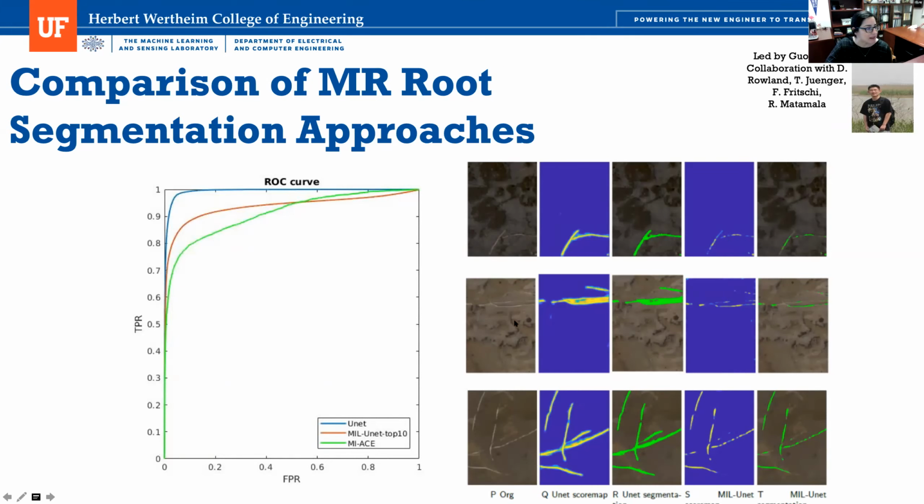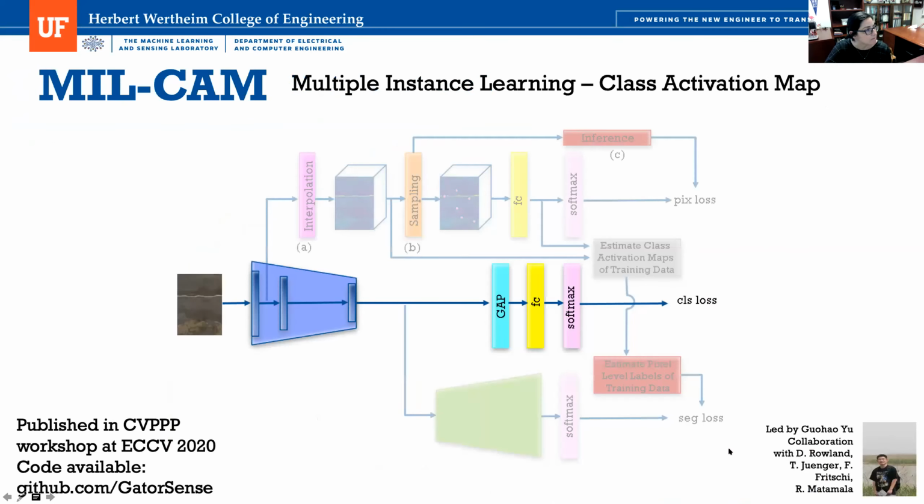And so here's some example results. These are the mini Rhizotron images, and this third column is the MIL UNet example outputs. And you can see it's missing a lot of pixels where it should be. So our second approach, and this is work that was all led by Gyohao Yu, was what we called the multiple instance learning class activation map approach.